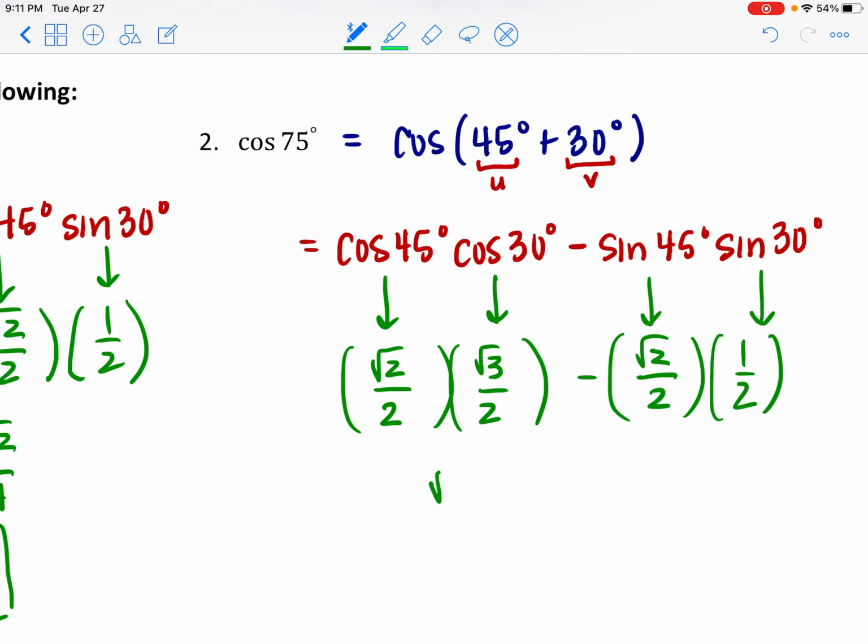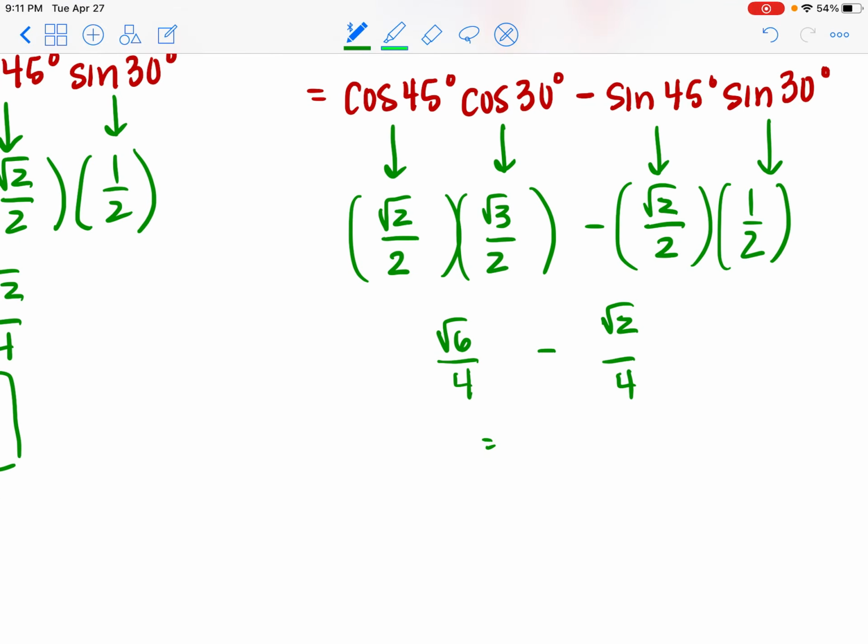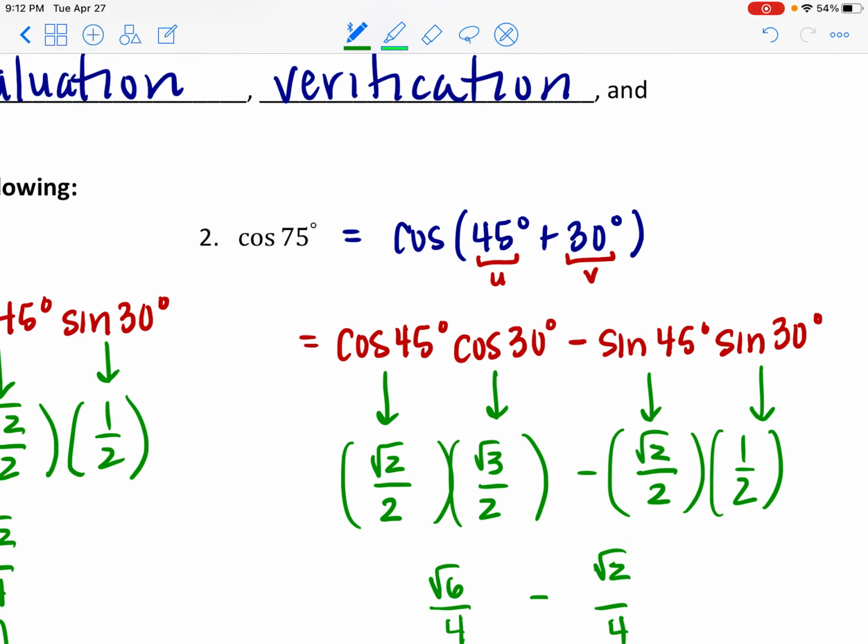So again, here it's going to be a radical 6 over 4, minus here it's going to be a radical 2 over 4. So our final result is radical 6 minus radical 2 over 4. That is the exact value for the cosine of 75.